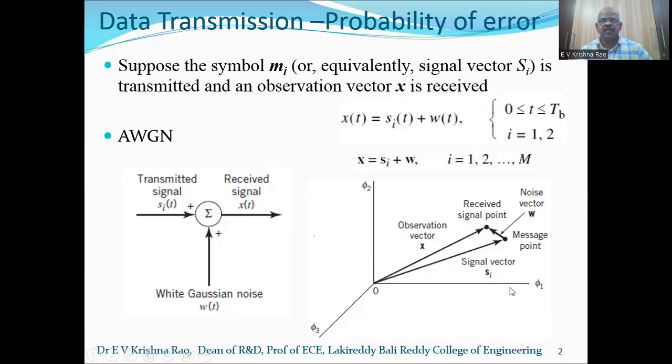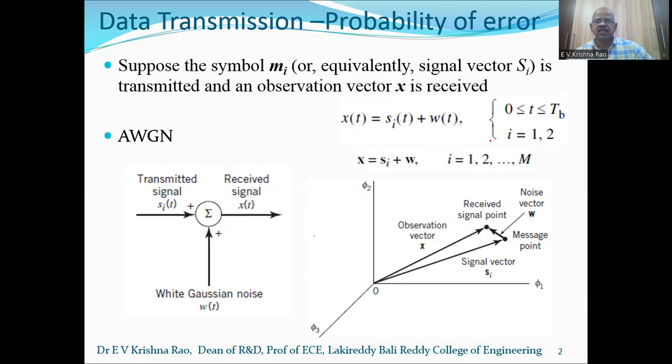See here, the signal is transmitted. The symbol, either bits or symbols, mi, is represented with a signal vector si of t. This is transmitted over a channel, and in the channel, additive white Gaussian noise is added, and the signal plus noise is received at the receiver. So this is x of t, where x of t equals si of t, the signal, plus w of t, the noise added. x of t is the received signal.